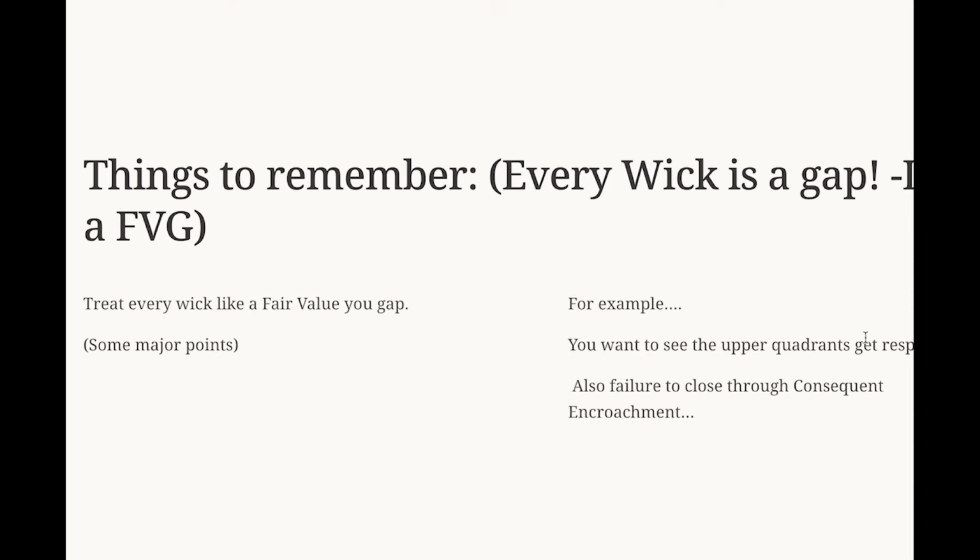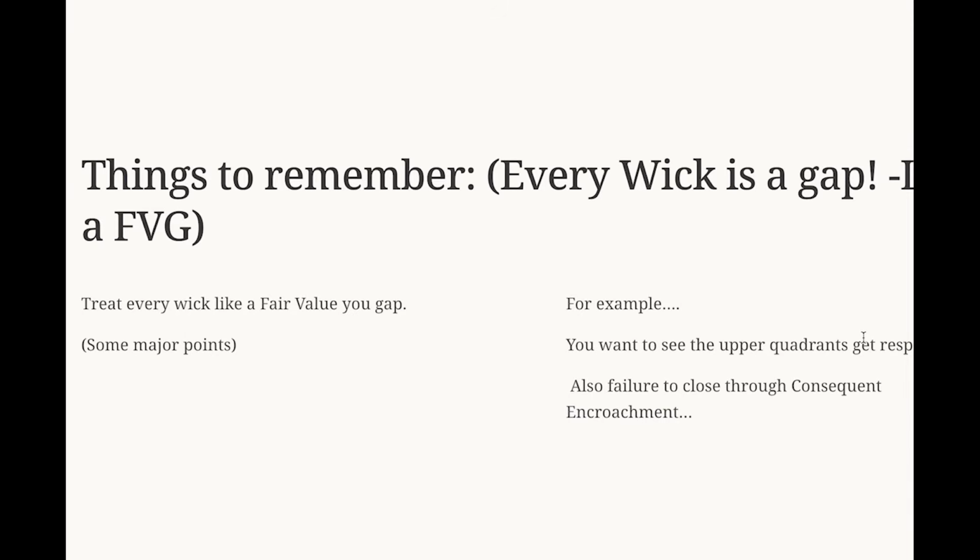Some things to remember for Wick theory: every single wick is a gap. Now, what does that mean? It's literally the same thing as saying a fair value gap, and the same things that you want to see a fair value gap do in price, you want to see the exact same properties replicated for a wick. So you want to be treating every single wick like a fair value gap. Major points: you want to see the upper quadrants get respected, and also fail to close through consequent encroachment, which is huge. Because you always want to see every single wick be a breakaway gap, or what ICT says, every single gap be a breakaway gap.